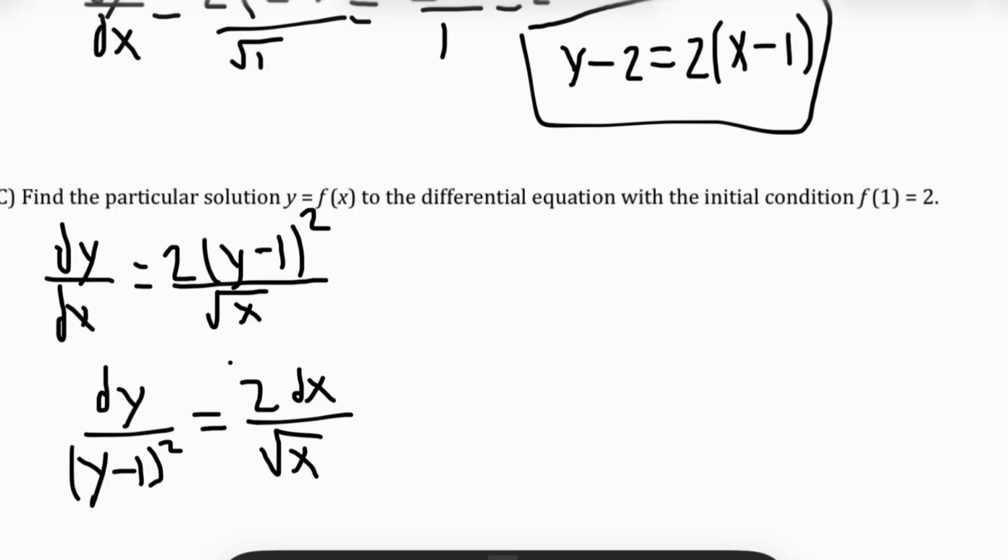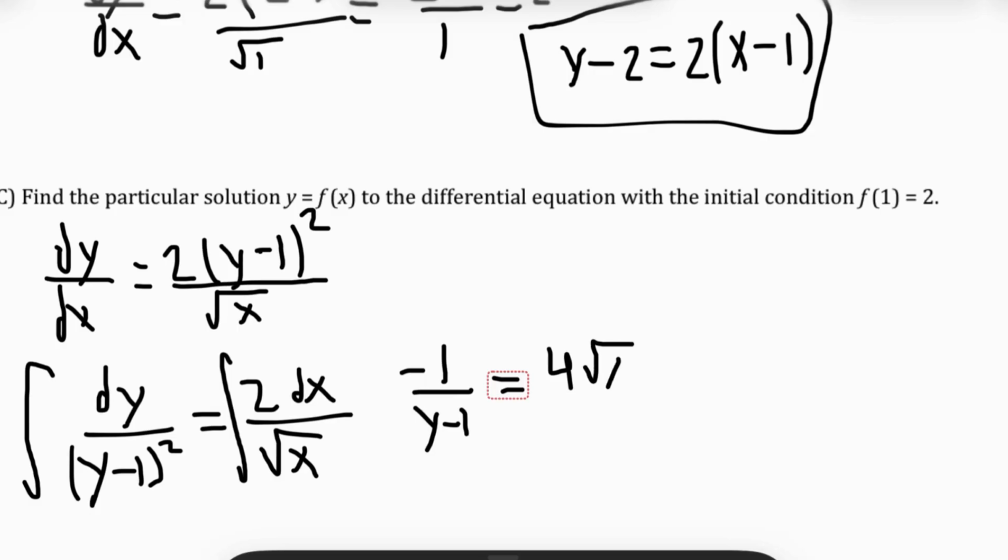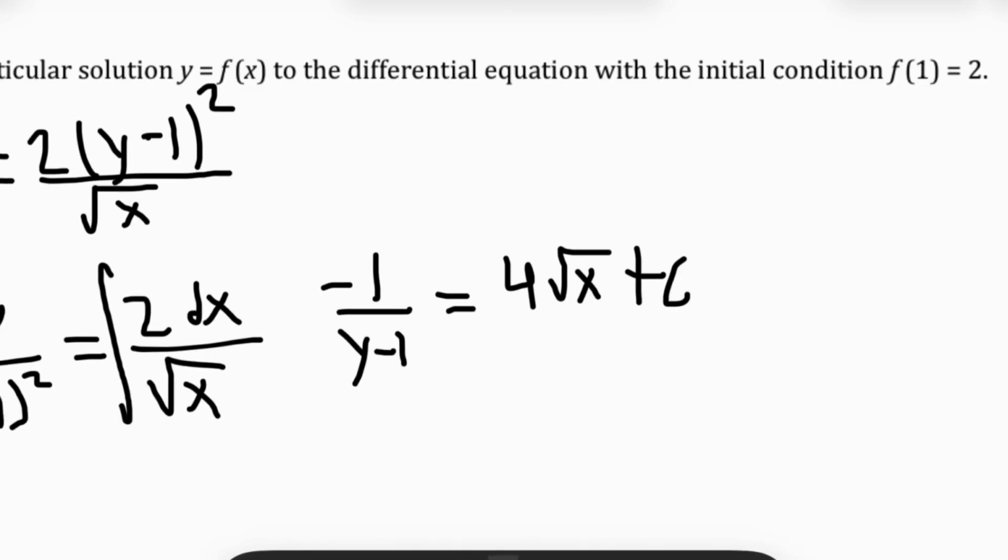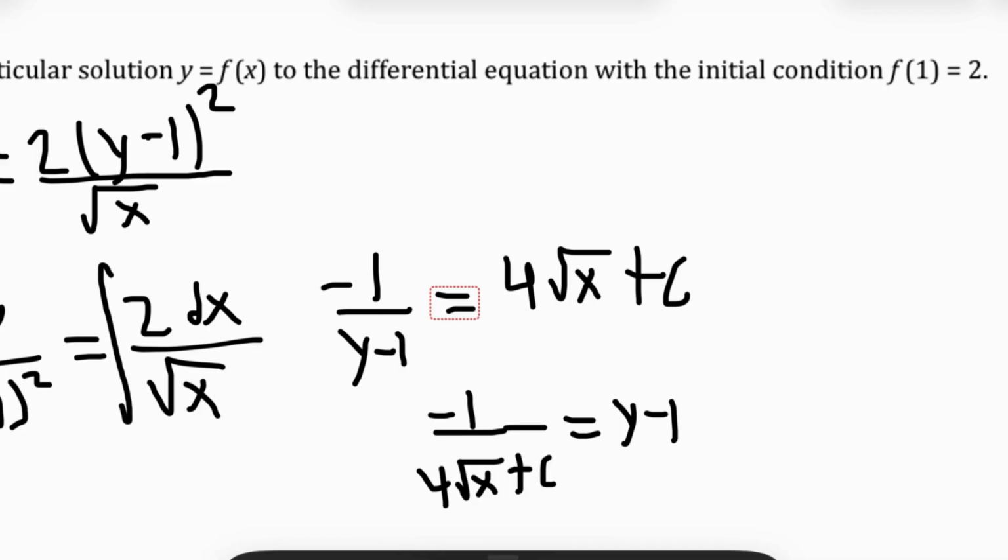From here, we need to integrate both sides, and this will give us minus 1 over (y minus 1) equals 4 root x. And since we're integrating without bounds, we can't forget our plus c. From here, let's solve for y. So we get negative 1 over (4 square root x plus c). That's equal to y minus 1. Now, that's good enough for now.